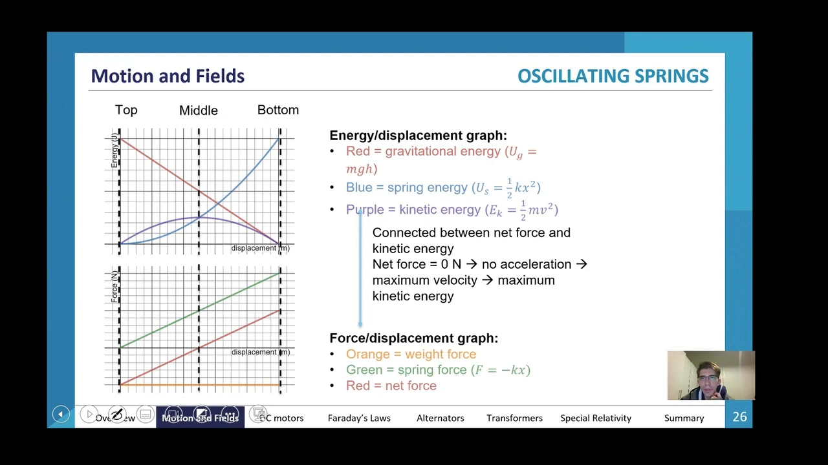Let's look at oscillating springs at the top, middle, and bottom of the motion. Let's look at the graph. According to the graph, at the top of the motion, there is maximum gravitational potential energy. And then the gravitational potential energy linearly declines down to 0, because obviously, the formula is linear.